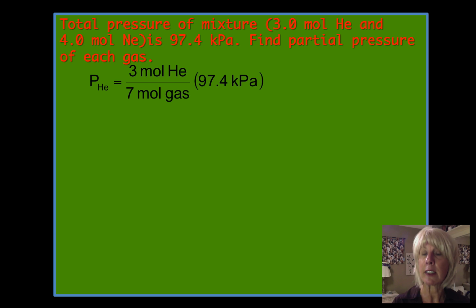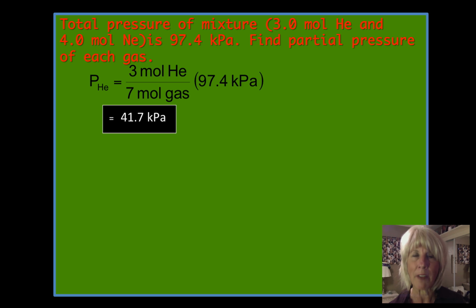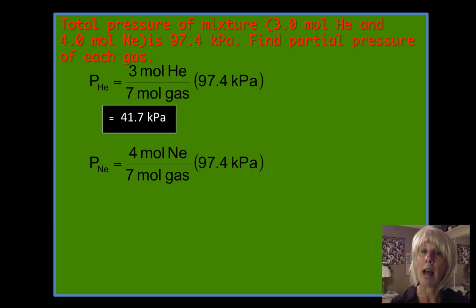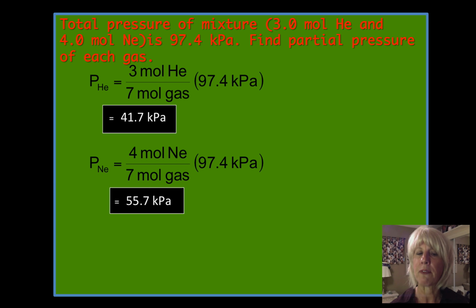So for this problem, we have a mole fraction of 3/7 for helium times the total pressure of 97.4 kilopascals to give us a partial pressure of 41.7 kilopascals. For neon, we're going to have 4 divided by 7 times 97.4 again to give us a partial pressure of 55.7 kilopascals. Now you should realize that if you add the partial pressures of a mixture of gases, that should equal the total pressure. So the partial pressure of helium plus the partial pressure of neon should equal the total pressure, 97.4 kilopascals.